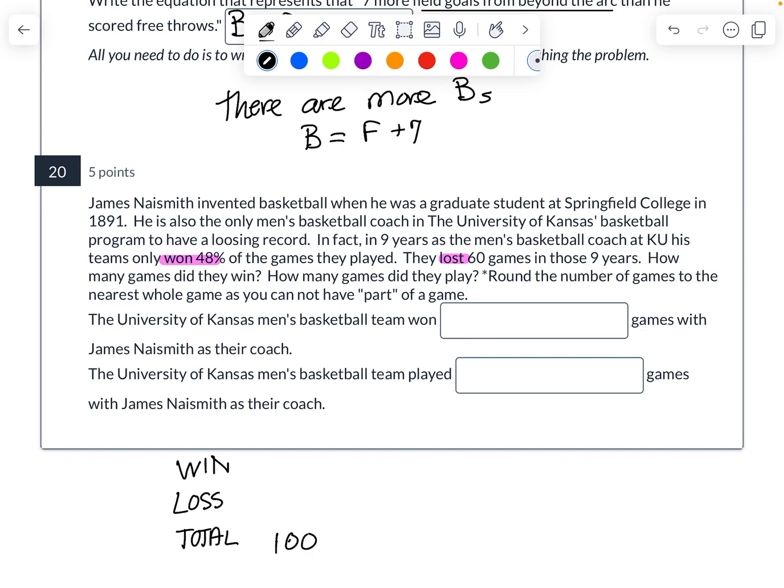We won 48% of the games we played, which means we lost 52% of the games we played, which is why James Naismith has a losing record, because he lost more games than he won. In the 9 years that James Naismith was the coach of the Jayhawks, they lost 60 games.